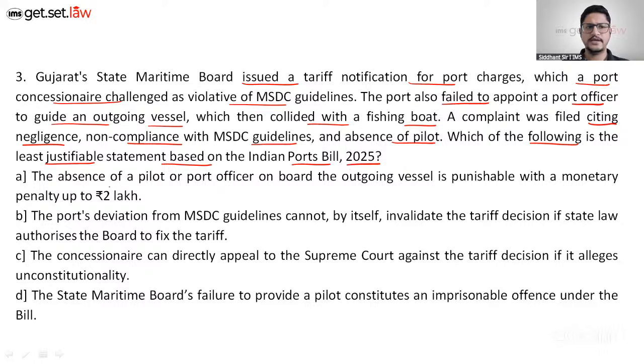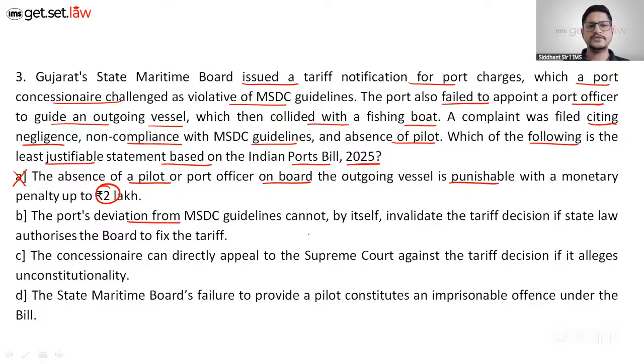But let's see. You say the absence of a pilot or a port officer on board is punishable with a monetary penalty of again 2 lakh. It may be some penalty, but again, absence of a pilot is negligence, which they have not been following up. A tariff notification could be the answer, but explicitly mentioning the penalty is not given in the paragraph.